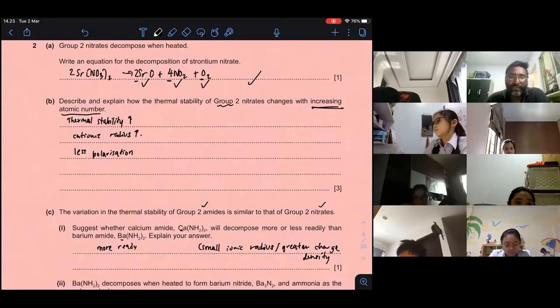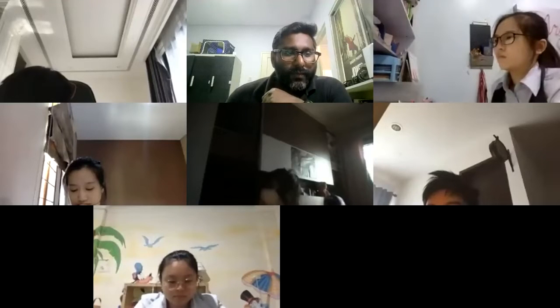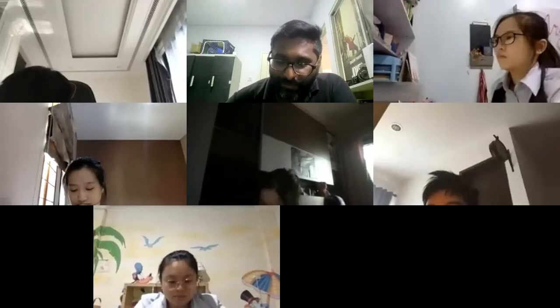So in this case, we know the thermal stability of group 2 nitrates: the stability is going to increase. Stability is going to be increasing. Let me check whether you guys can see. I'll share the screen again here.